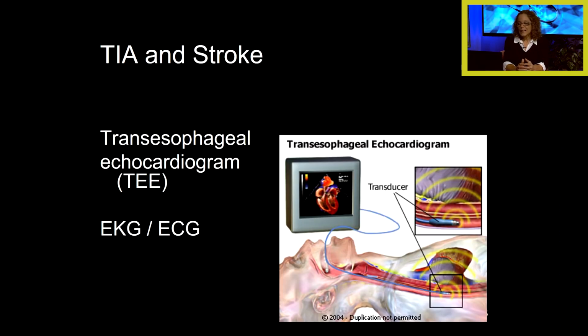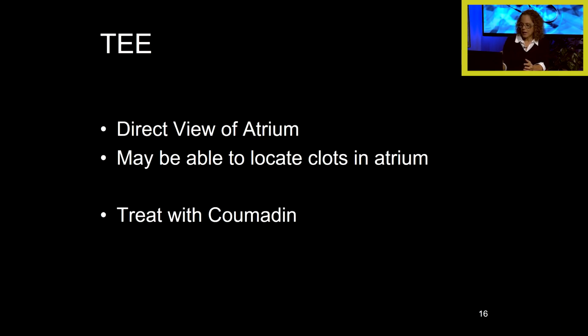So what we can do to make sure that there are no clots in those atrium is something called a transesophageal echocardiogram, where we can get a good view of the atrium, and we can locate these clots. And we can treat the patient by putting them on Coumadin, waiting for the body to do its natural thing and dissolve these clots before we convert that rhythm.